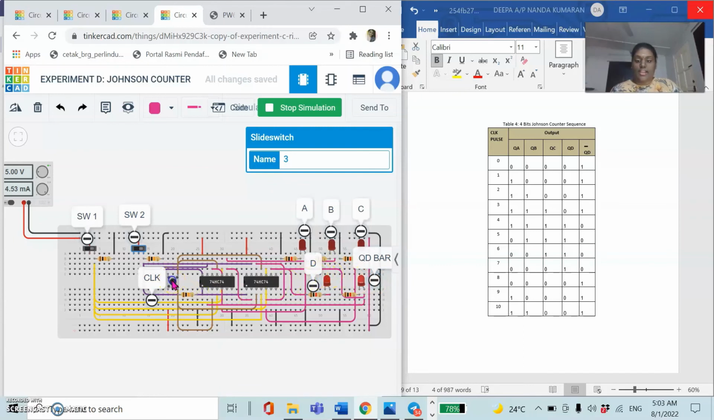Then clock 8, QA, QB, QC and QD are 0 and QD bar is 1. Then clock 9, QA is 1, QB, QC and QD are 0 and QD bar is 1. Then clock 10, QA, QB and QD bar are 1, but QC and QD will be 0.